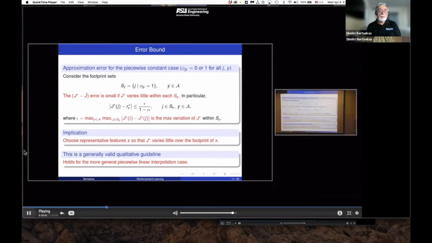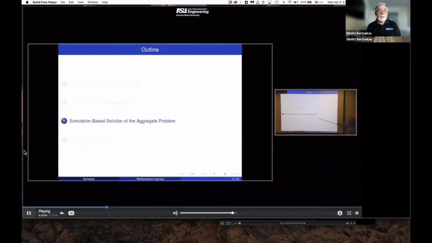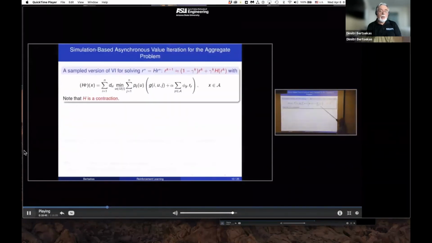Okay. So now let's go into the solution of the aggregate problem. Okay, so here's the aggregate problem. This is the composite Bellman equation. R star on the left side should be equal to H of R star, which is the right-hand side of Bellman's equation here. And I want to solve this equation. And it is natural to use some form of value iteration. Now, value iteration would actually replace R k plus 1 with H of R k, right? That would be value iteration.